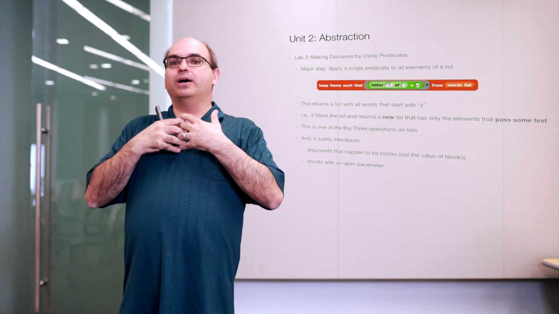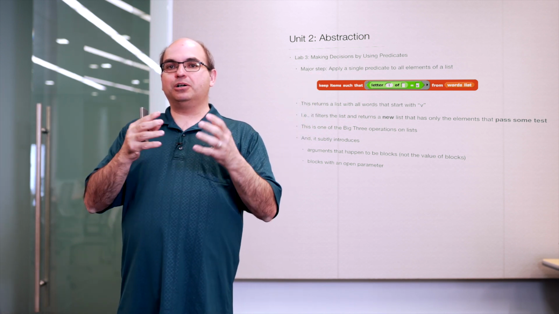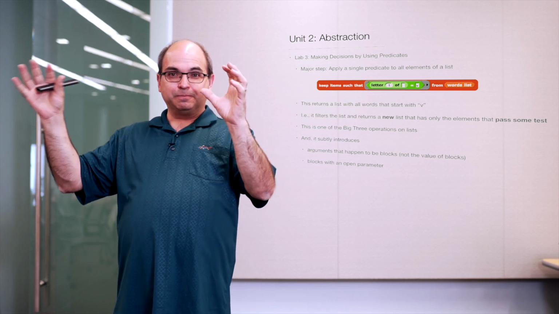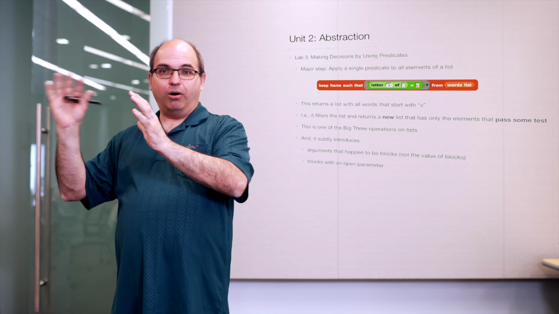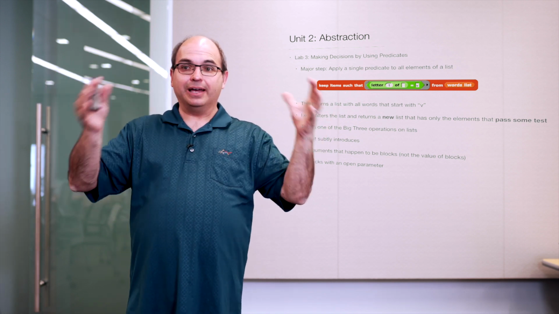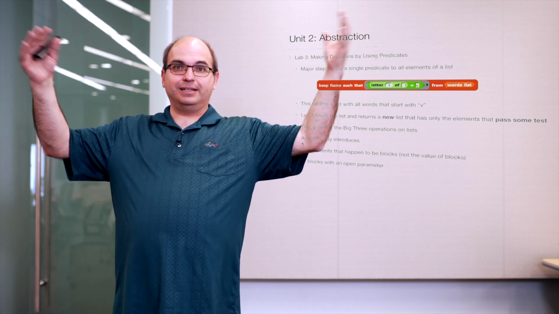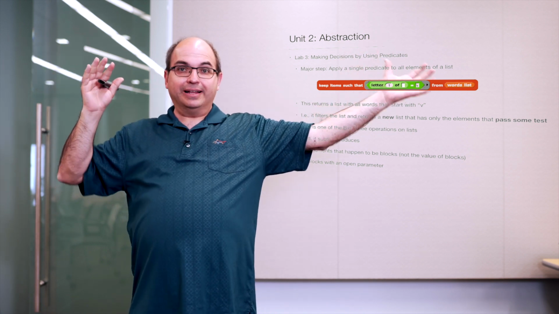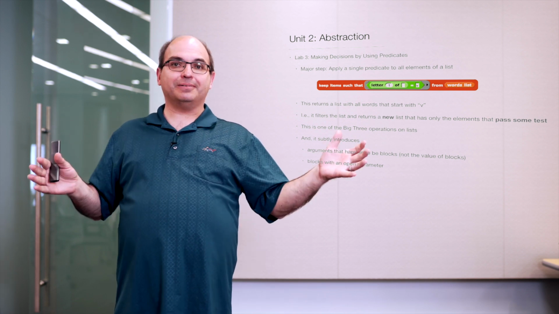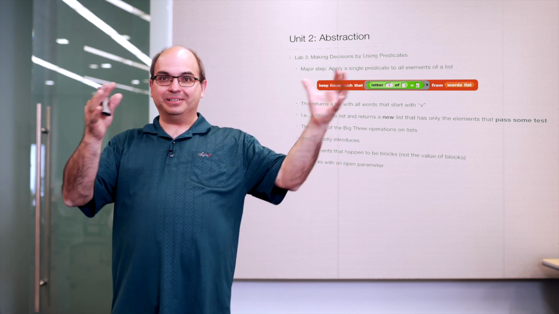Okay, so the big step is to think of a single block that can look at a predicate and look at a list and return all of the elements of that list that make that predicate true. So if I say, keep all the elements of this list, 1, 2, 3, 4, 5, up to 10, that are even, it will come back with the list 2, 4, 6, 8, 10. Those are all the elements that are even.